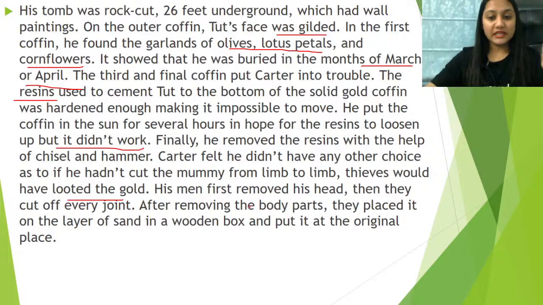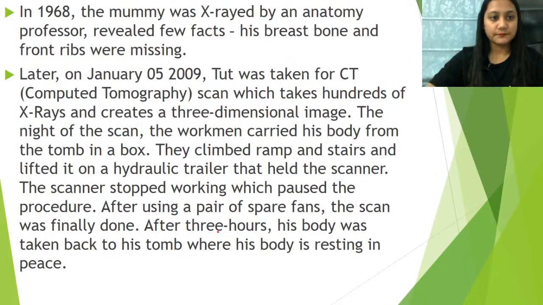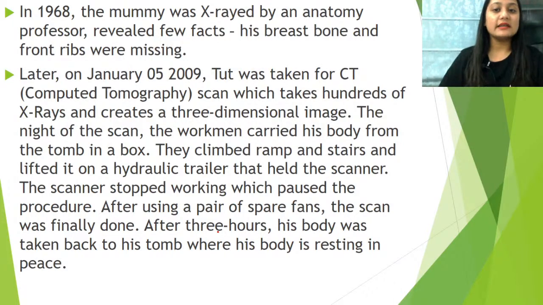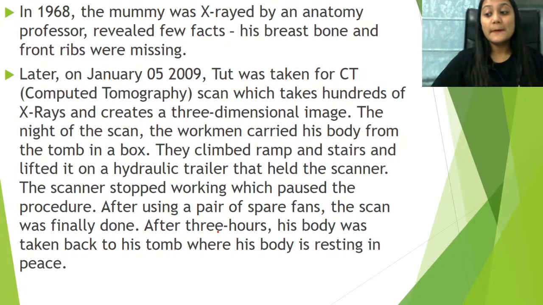After removing the body parts, they placed it on the layer of sand in a wooden box and put it at the original place. So that is how they performed this whole function. In 1968, the mummy was x-rayed by an anatomy professor, who revealed a few facts. His breast bone and front ribs were missing.